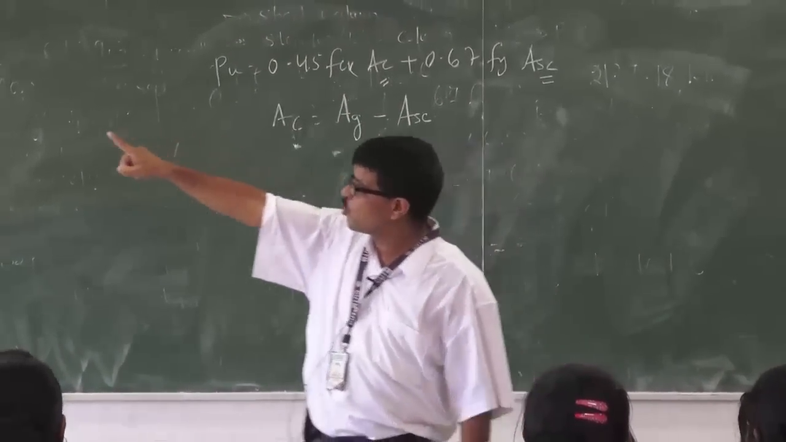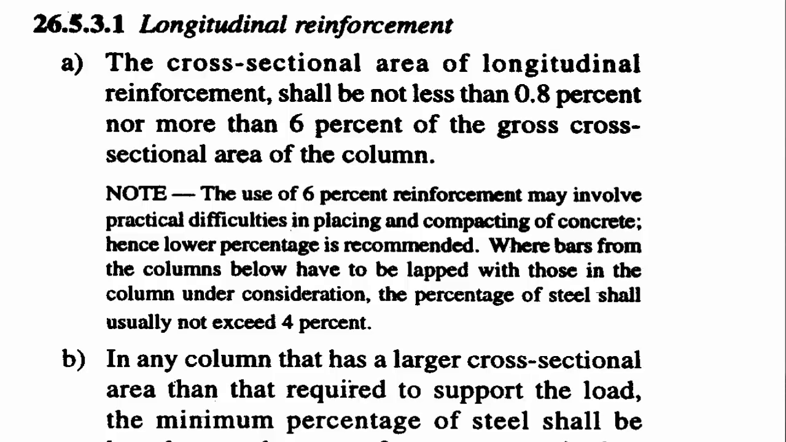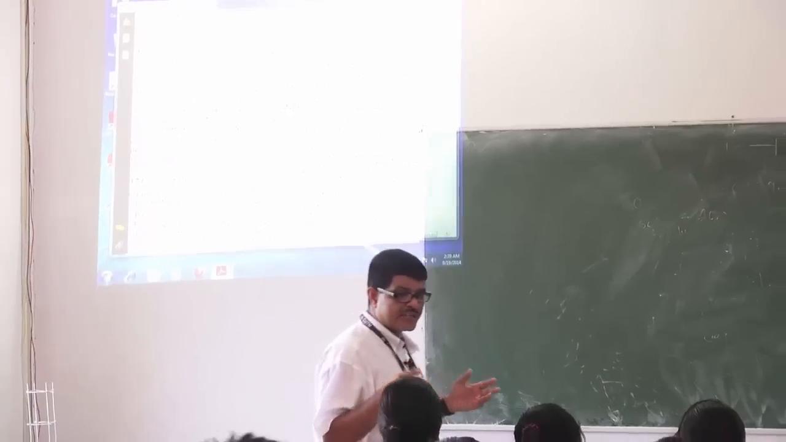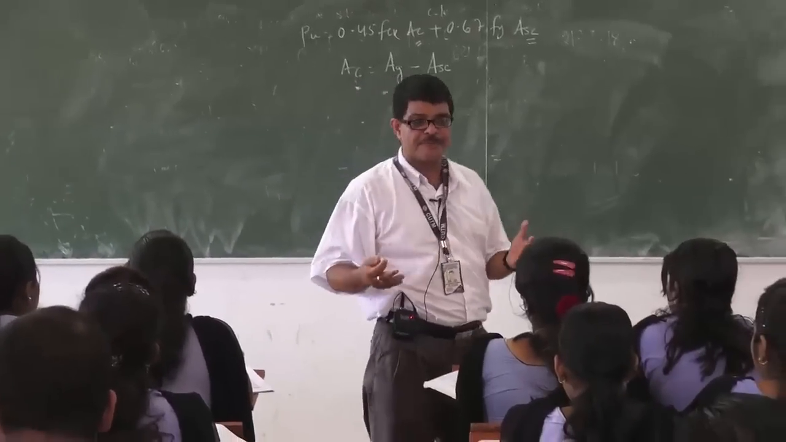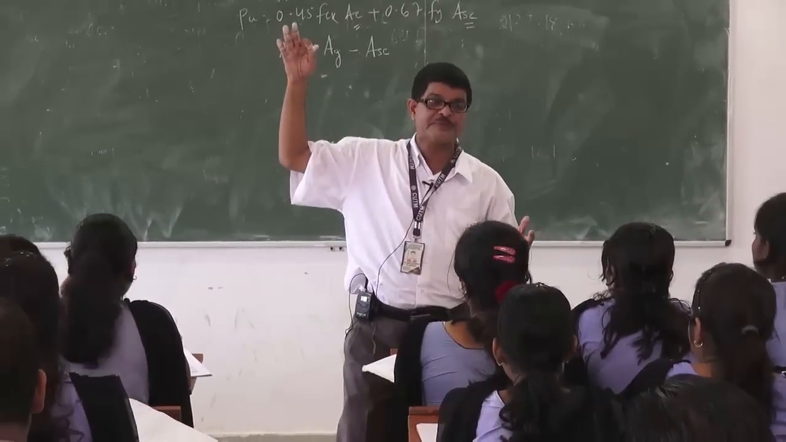So that is why the code says you can assume the value between 0.8 to 6. The minimum value shall not be less than 0.8 and you can go up to 6%. There is a note written. What is the note? The use of 6% reinforcement involves practical difficulties in placing and compacting concrete, hence lower percentage is recommended. So you will always assume a low percentage of steel. You may take 0.9%, 1%, 1.5%, but you should not go for 4, 5, 6%.